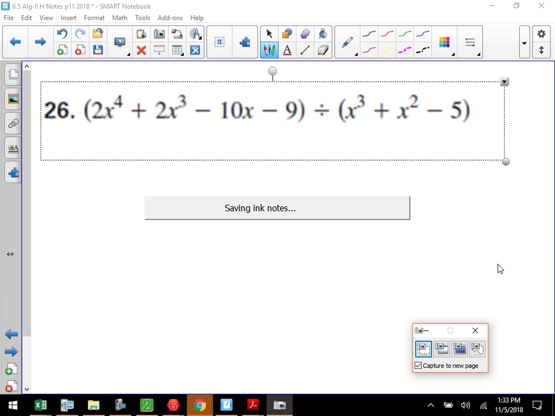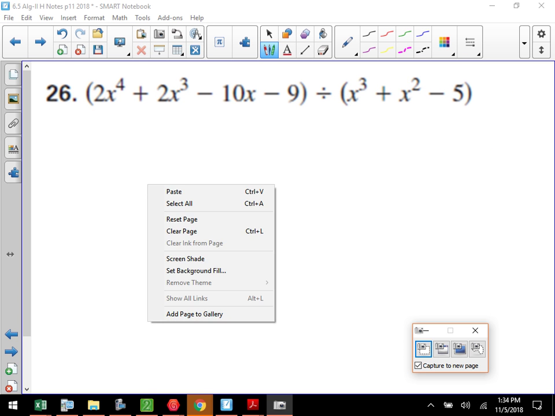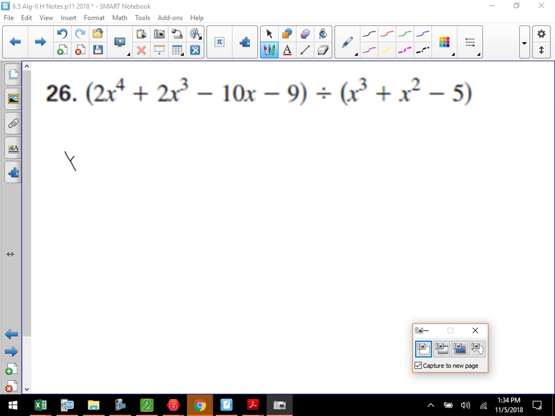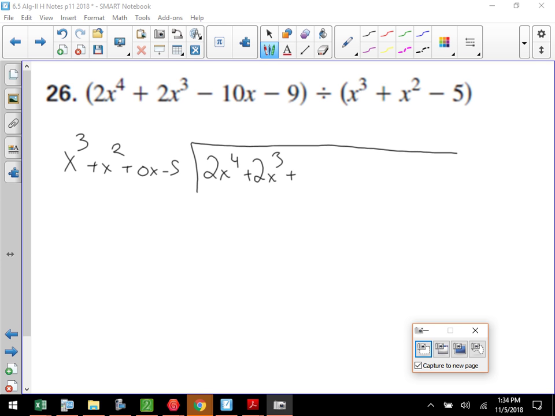Fourth degree polynomial should have how many terms in it? 5. Third degree polynomial should have 4. Good. So we start by what you're dividing on the outside. So we have x cubed, x squared, 0x minus 5. And then we have 2x to the 4th, 2x cubed, 0x squared, 10x. Placeholders.